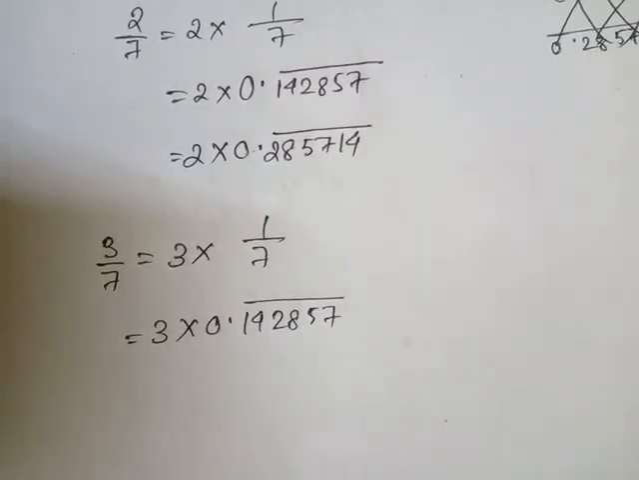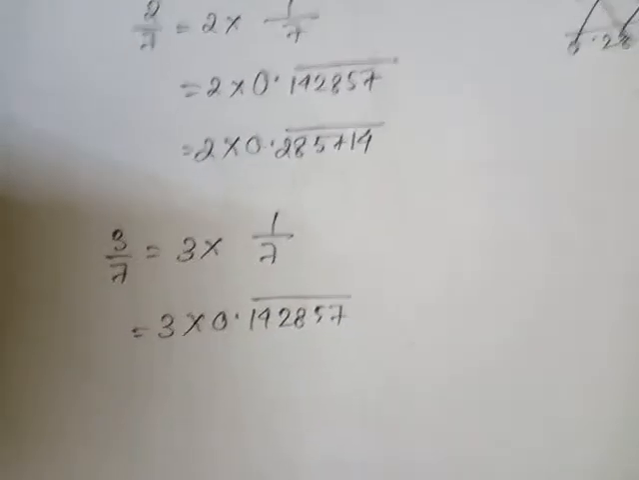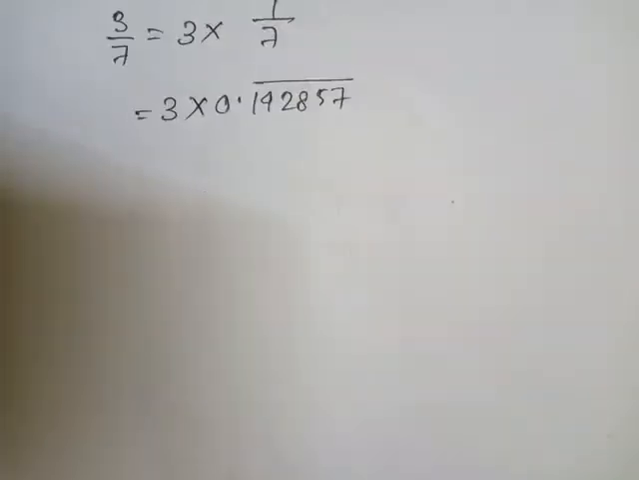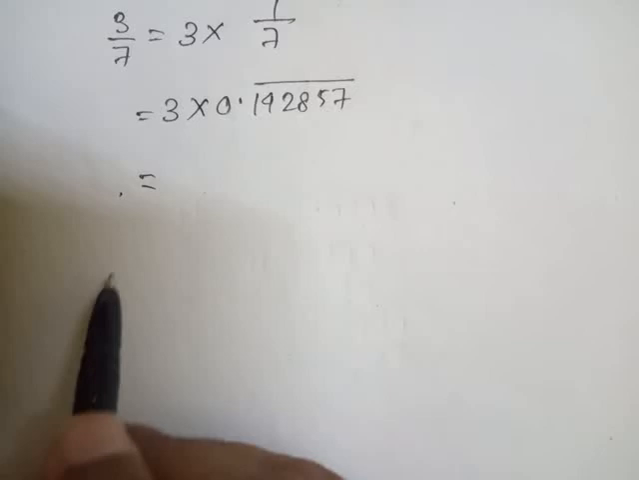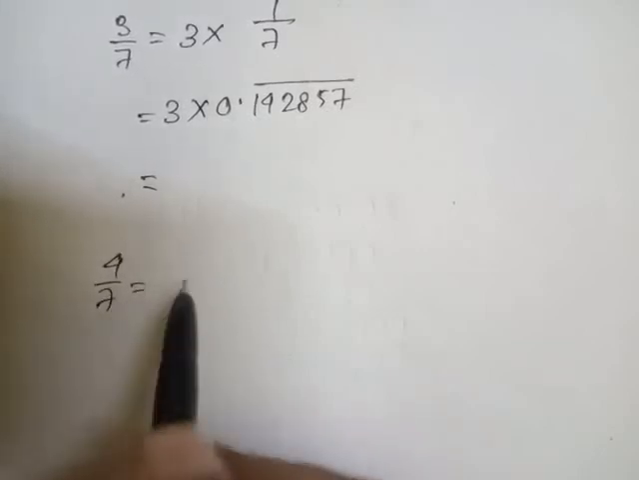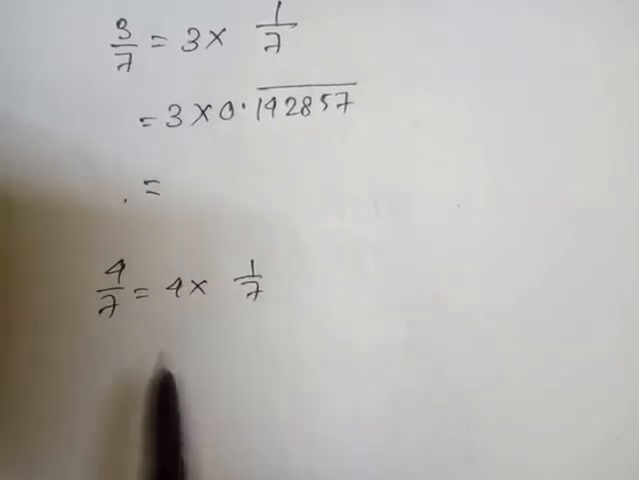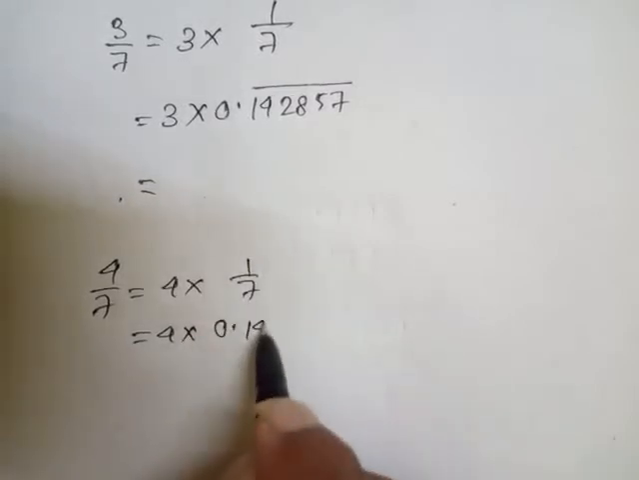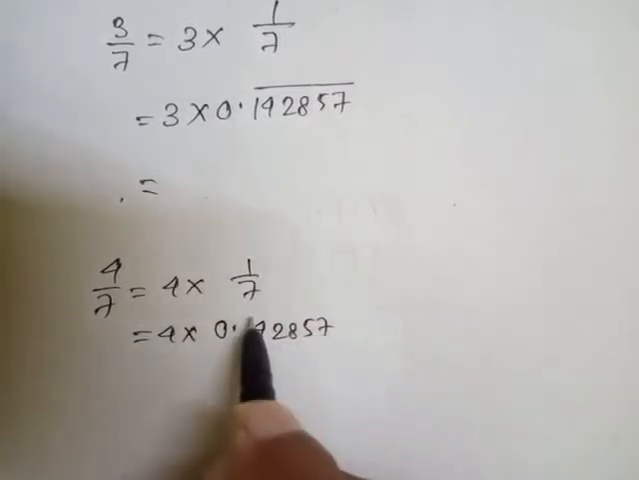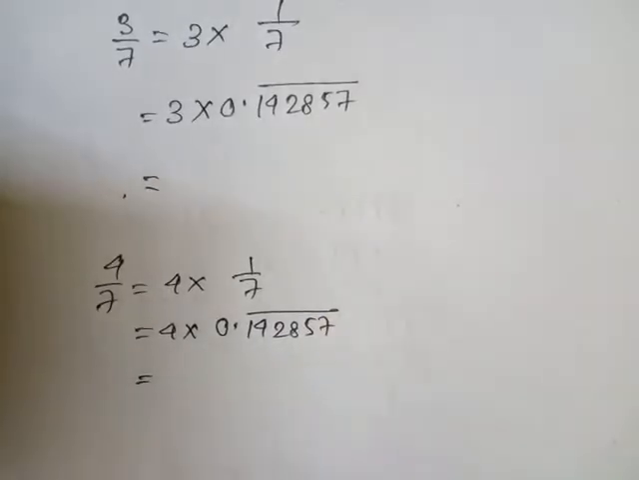Now look, after that is 4 by 7. I will write the answer here. Next one is 4 by 7, which can also be written as 4 into 1 by 7. So 4 into the value of 1 by 7, which is 0.142857 bar. We'll write the answer here again.